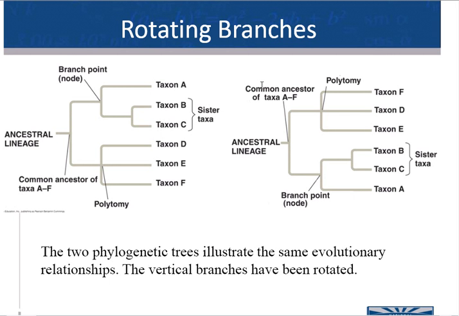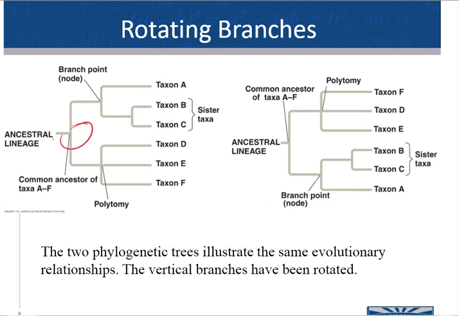So two different phylogenetic trees here illustrate the same relationships. My question was, are they the same? Are they really the same? And in fact they are, even though visually they look a little bit different. You can rotate any of the branches.